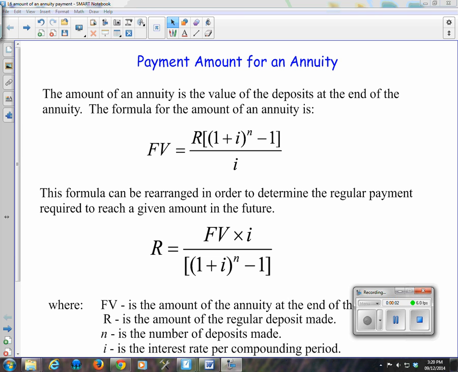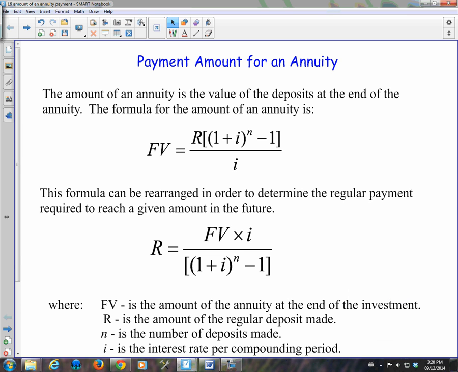Unit 5, Lesson 6, Payment Amount for an Annuity. So we've just looked at what an annuity is and how it can accumulate money because you're depositing on a regular interval and interest is calculated on the same regular interval. We're going to talk about now how you can rearrange that formula you are using in order to figure out what payment or what amount you would need to deposit regularly to get a certain amount in the future.